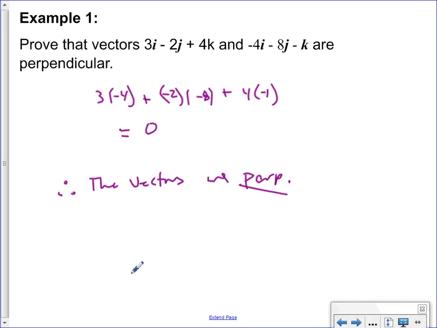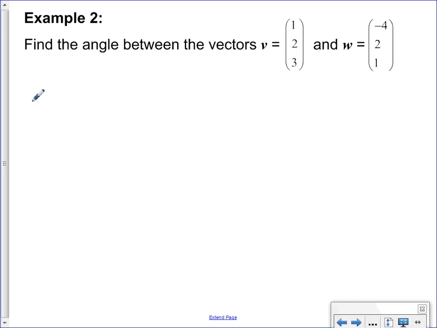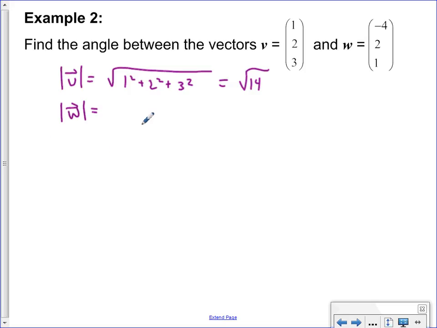Find the angle between those vectors. All right, handy dandy formula. First of all, it would be helpful to know what the magnitudes are. So the magnitude of v, do you remember how to find it? You square all the values, add them, then take the square root. The first one, 1 squared plus 2 squared plus 3 squared, is the square root of 14. The magnitude of w is equal to -4 squared plus 2 squared plus 1, square root of 21.